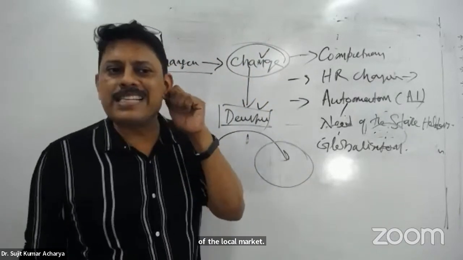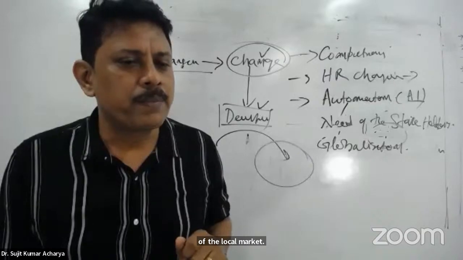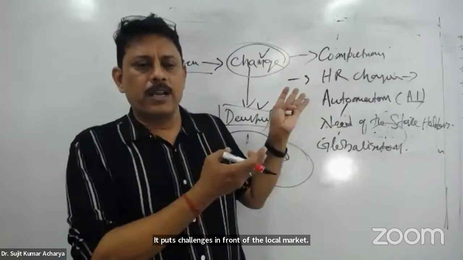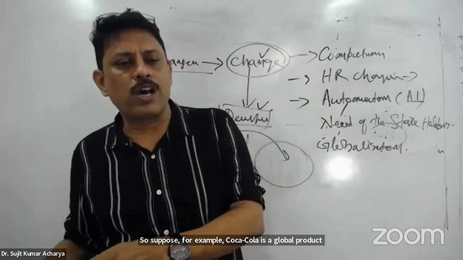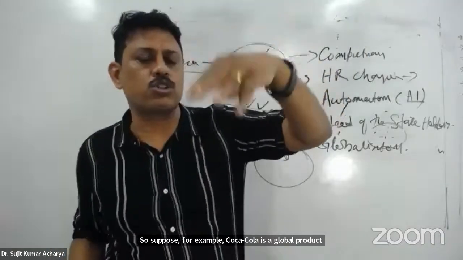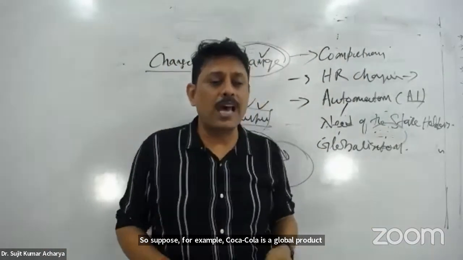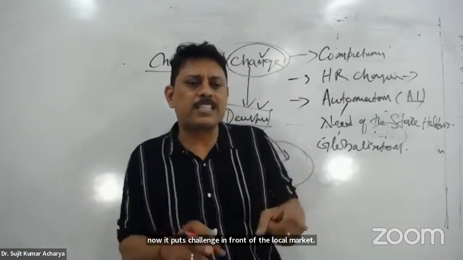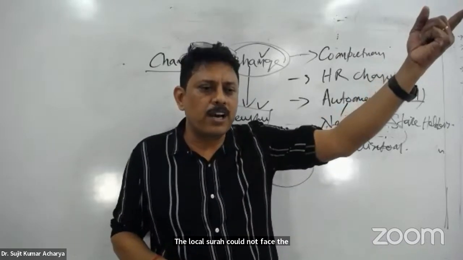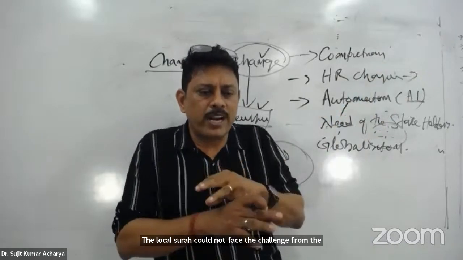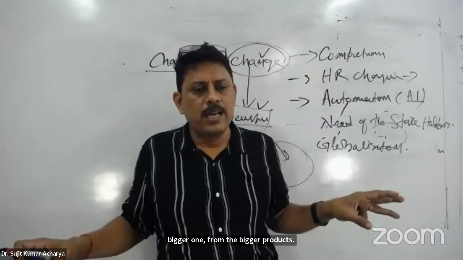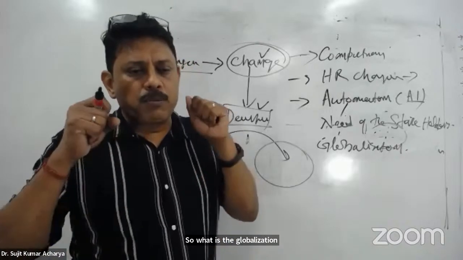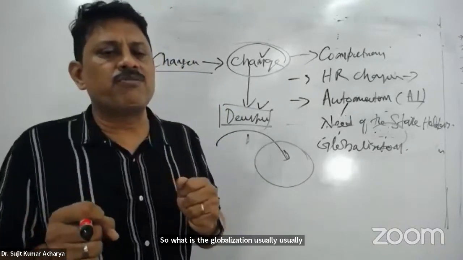It puts challenges in front of the local market. So suppose, for example, Coca-Cola is a global product. Now, it puts challenge in front of the local market. Kinley, local soda, those are not available in the market. The reason is that the local soda could not face the challenge from the bigger products, so that went out of the market. So globalization usually puts a diversified challenge in front of the local market.